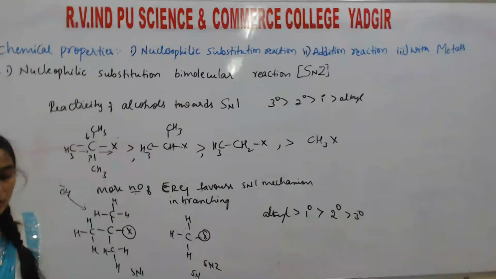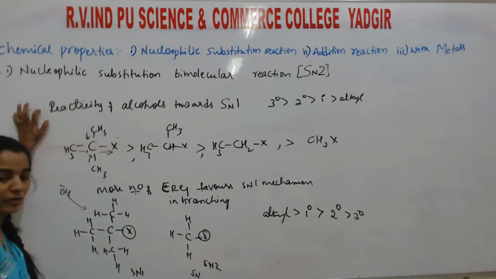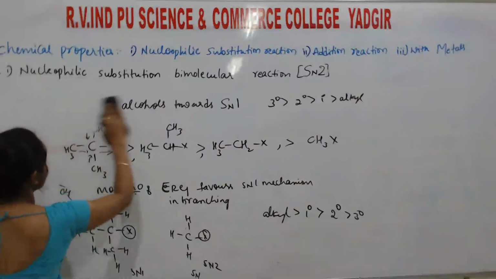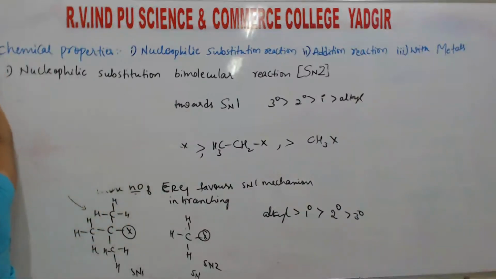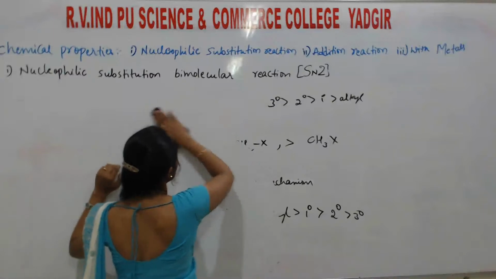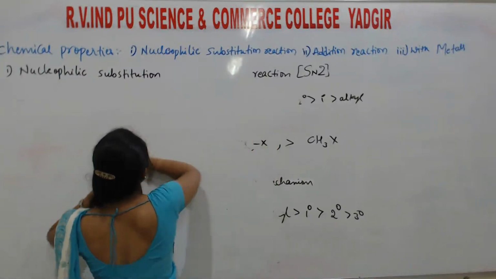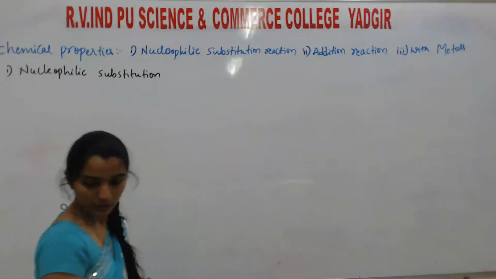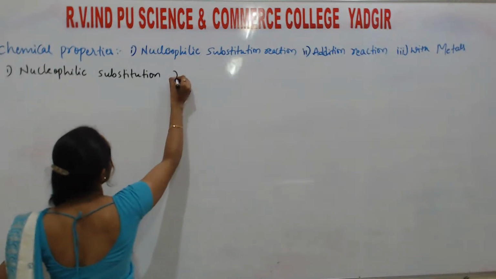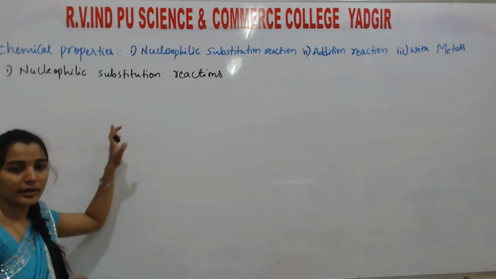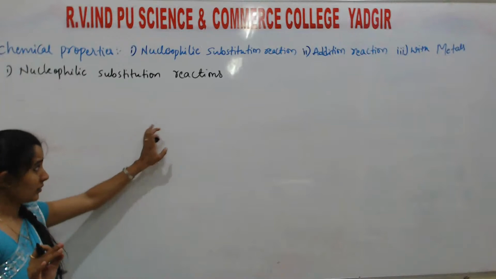Understand? So this is all about the nucleophilic substitution reactions, unimolecular and bimolecular. Okay. Next one is other nucleophilic substitution reactions. Another nucleophilic substitution reactions. Okay, I will write, consider an RX compound and the respective products for it.